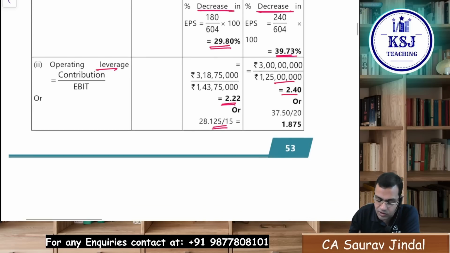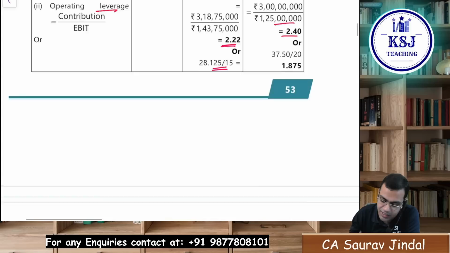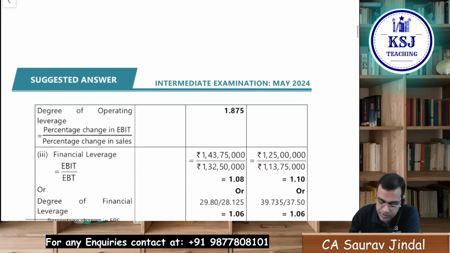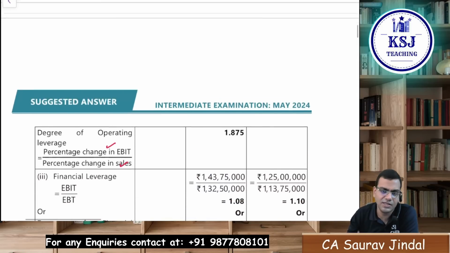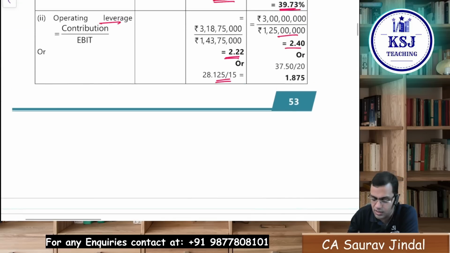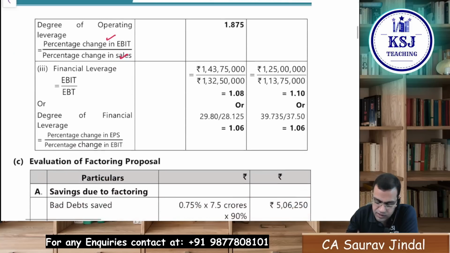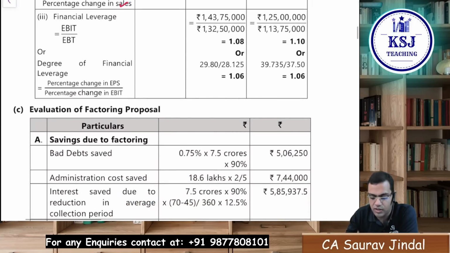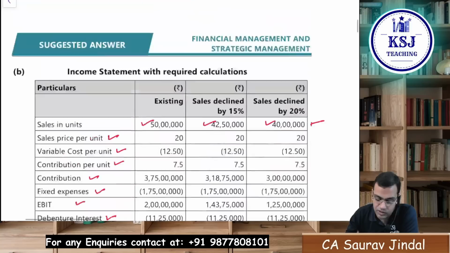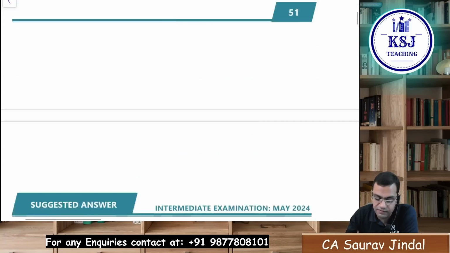Then you can calculate operating leverage, contribution by EBIT, or degree of operating leverage, percentage change in EBIT divided by percentage change in sales. Both way it is correct, sir. That is totally your choice, right? You can use any formula that will give you the correct answer. Do it by any formula. It is not necessary that you have to do it by both the formulas. Clear? So this was B part on the leverages.